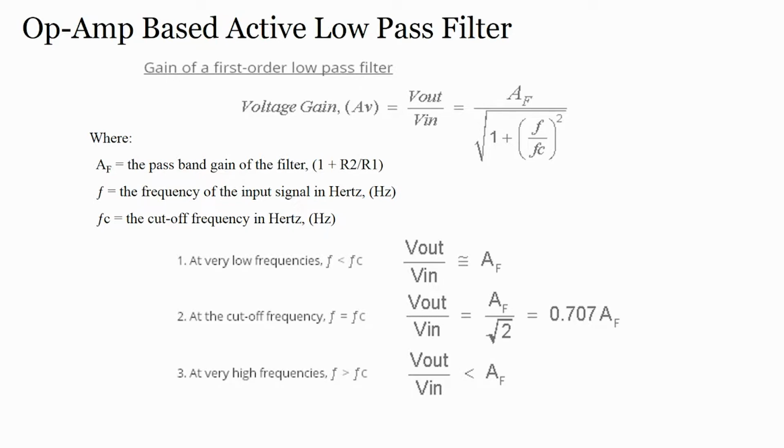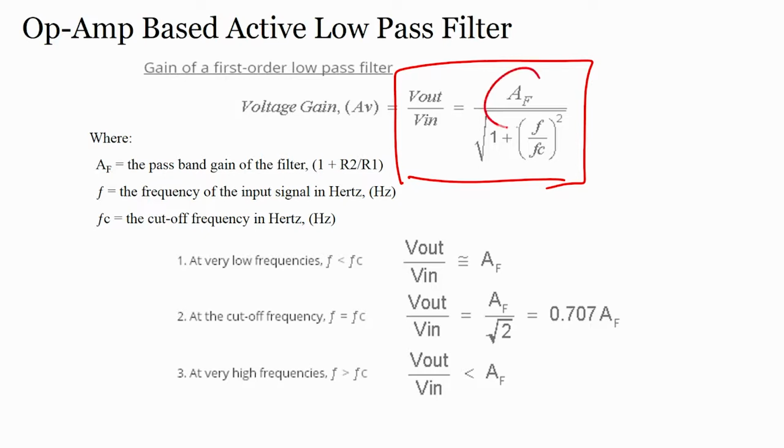pass filter, and the gain of the first order low pass filter is given by V out by V in equals AF divided by square root of 1 plus (F by Fc) whole square. This we have seen. Now, what will happen here? AF is the pass band gain of the filter, given by 1 plus R2 by R1.